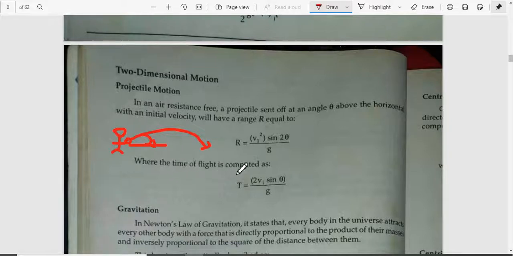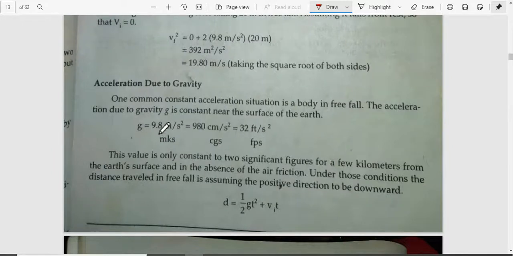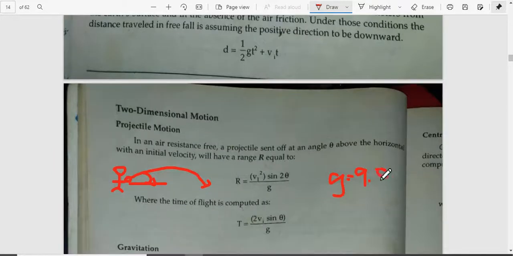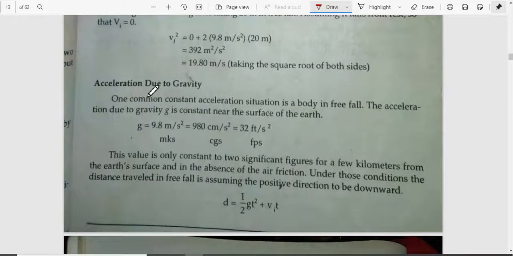Whereas the time of flight is the duration of your object from your hand to its final destination. It is composed of t, which signifies time, equal to 2 Vi, your initial velocity, times sin angle, over gravity. So for your gravity, class, the gravity here on Earth is always constant, which is 9.8 meters per second squared.